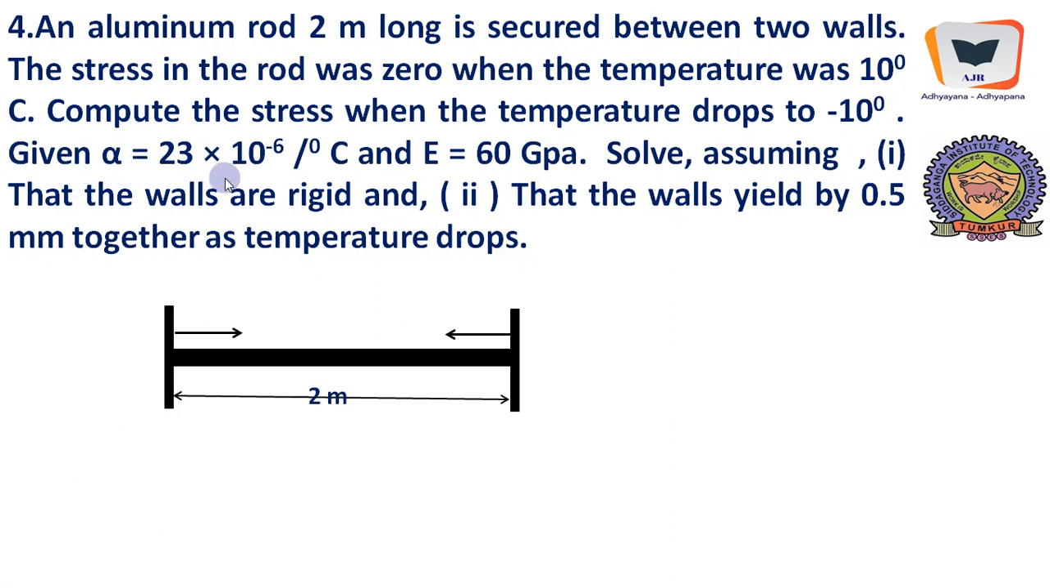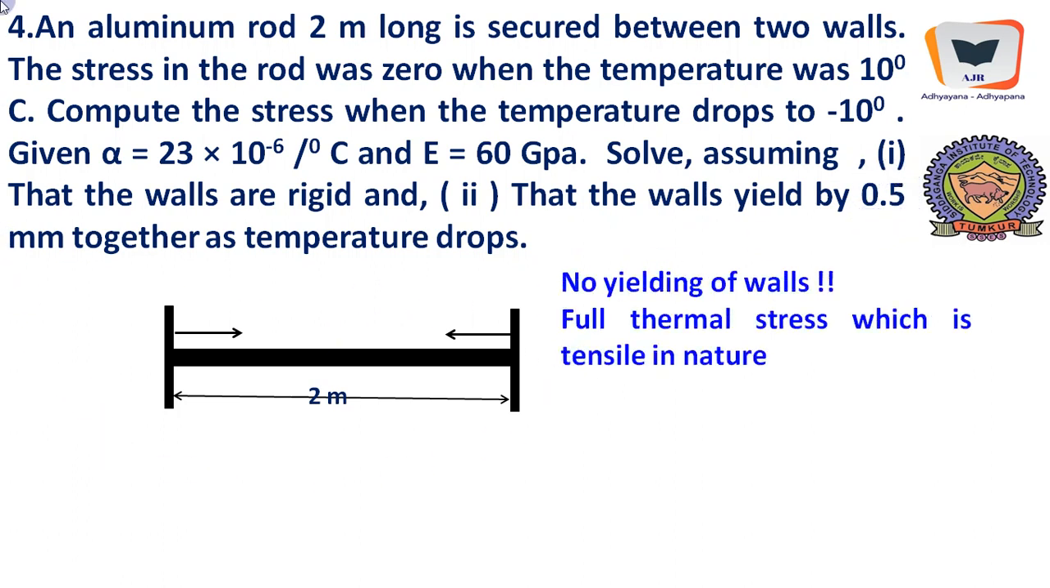So given alpha equal to 23 into 10 to the power of minus 6 per degree centigrade and E equal to 60 GPa. Solve for two cases, assuming 1, that the walls are rigid, 2, that the walls yield by 0.5 millimeter together as temperature drops. So in the first case the contraction is prevented, and in case 2 some allowance is made in terms of yielding of the walls. Therefore no yielding of the walls in case 1.